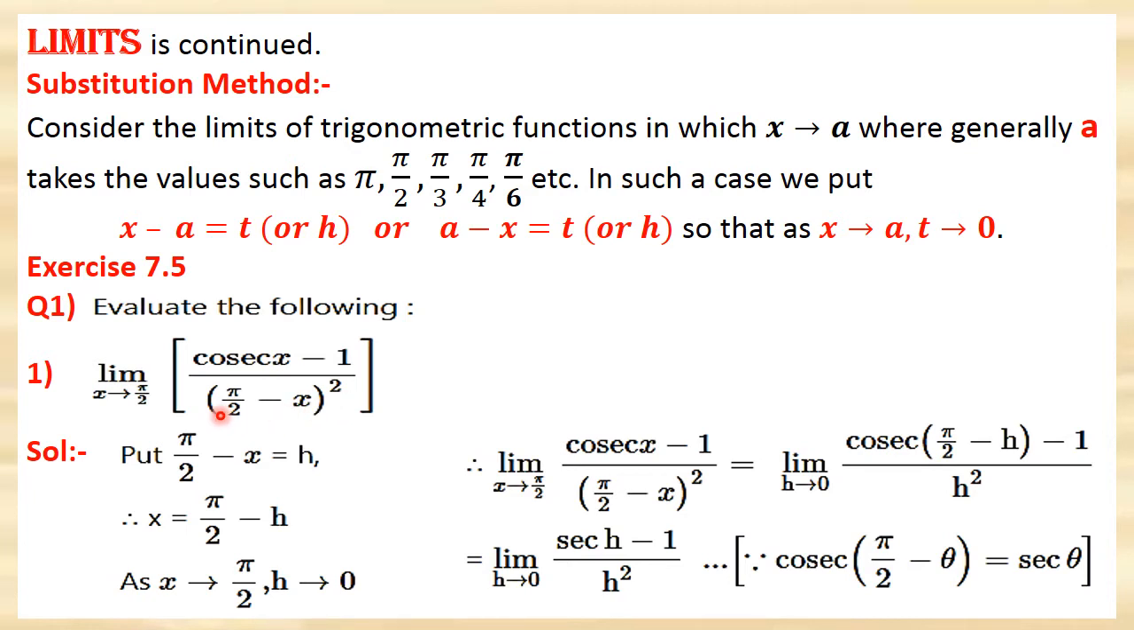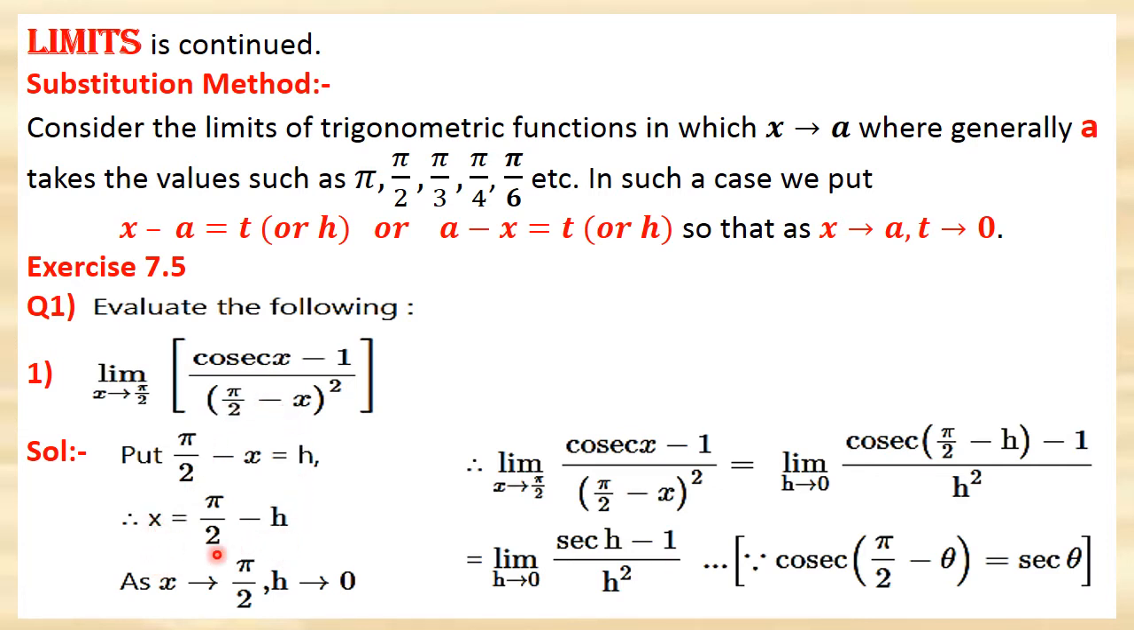Here from the question only we will understand what type of substitution we will take. In the question, the denominator is pi upon 2 minus x. Also the limit is taken as x tends to pi upon 2. So we will take the substitution pi upon 2 minus x instead of x minus pi upon 2. So pi upon 2 minus x is equal to h, and then x is equal to pi upon 2 minus h, because we need the substitution for x in the numerator also. So both x terms will be converted into h.